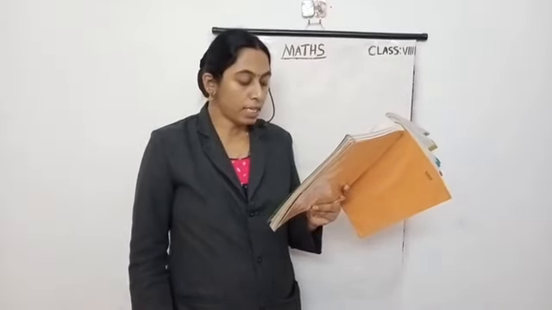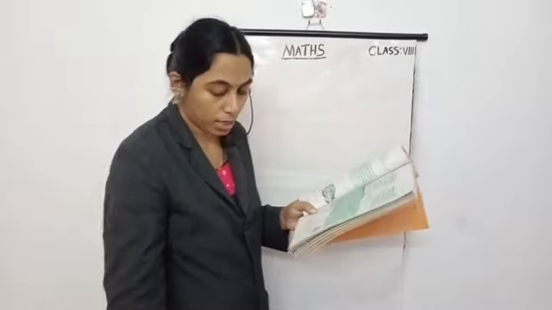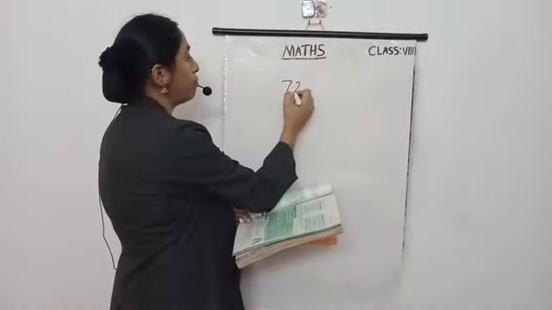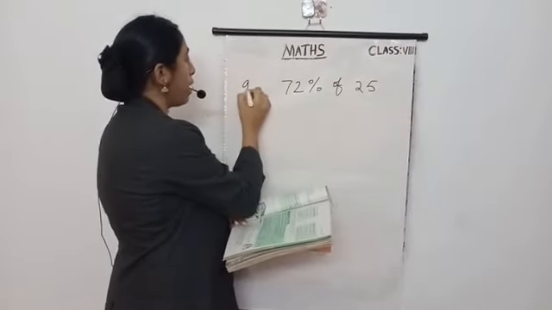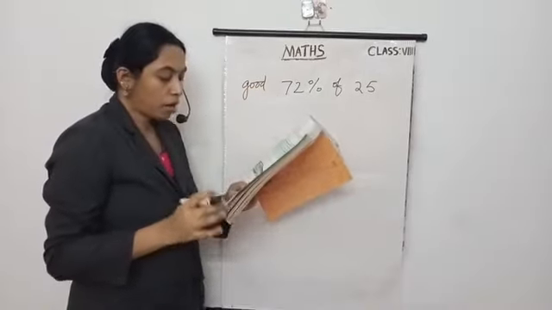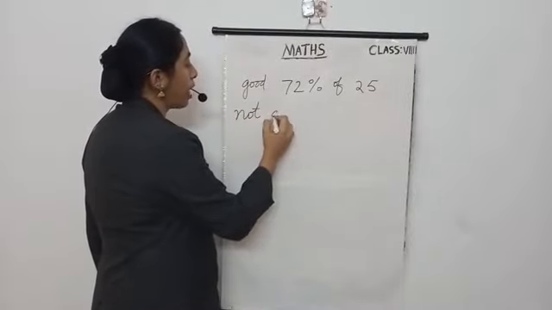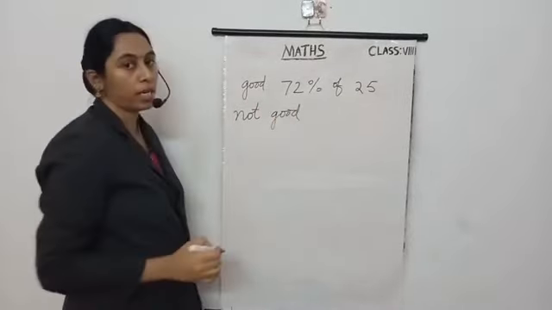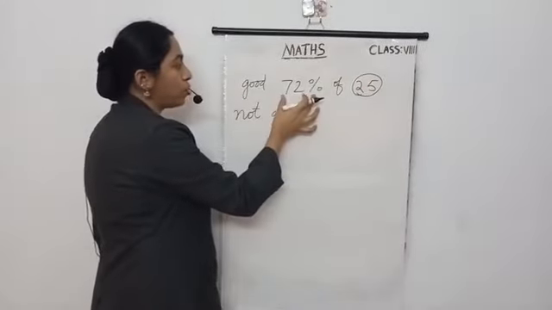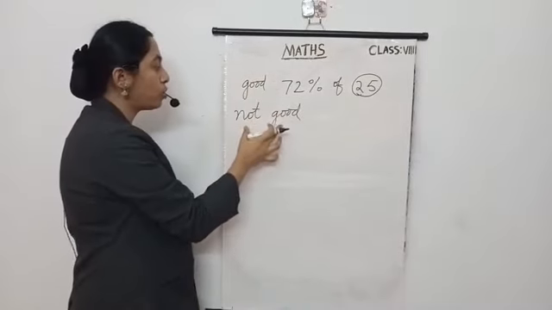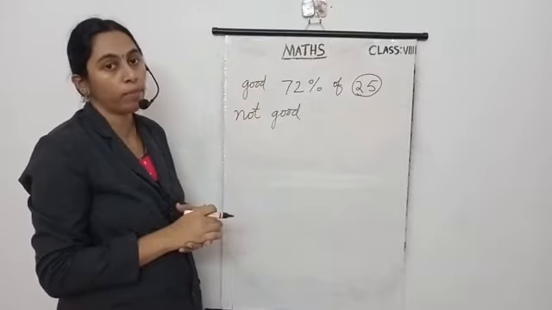Now question 3, 72 percentage of 25 students are good in mathematics. Okay. How many are not good in mathematics? We need to find how many are not good in mathematics. So we know 25 is the total, out of which 72 percentage are good. So first we need to find the percentage of students not good in mathematics.